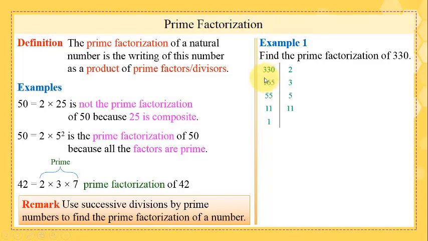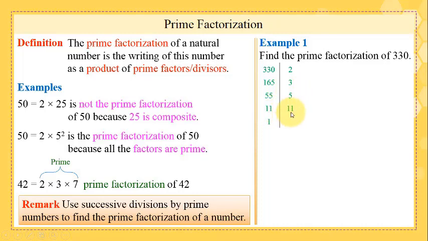Do the same thing for 165. You must find a prime number that divides it. For example, try to divide 165 by 2, which is a prime number. Your quotient will not be a natural number, so instead of that, try to divide 165 by 3, which is a prime number. You will get 55 as a quotient. So place the 3 in front of 165 and 55 below 165. Similarly for 55, divide it by a prime number that divides it, which is 5. You will get 11 as a quotient.